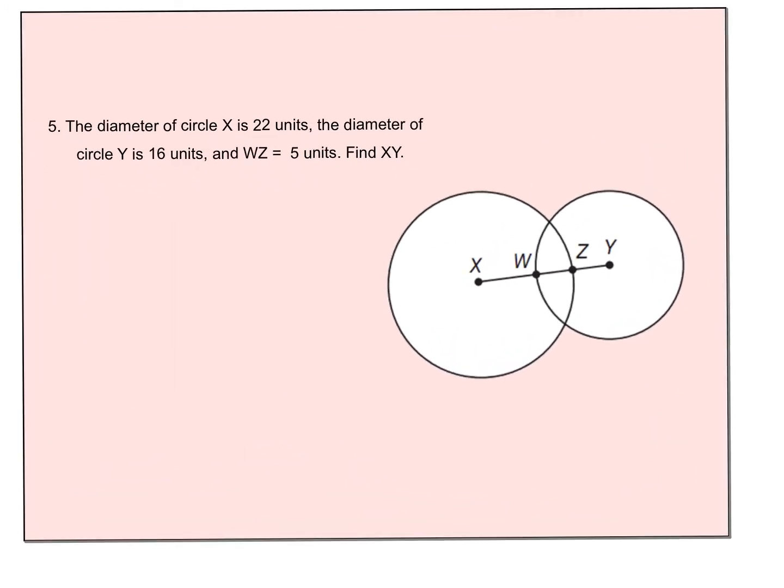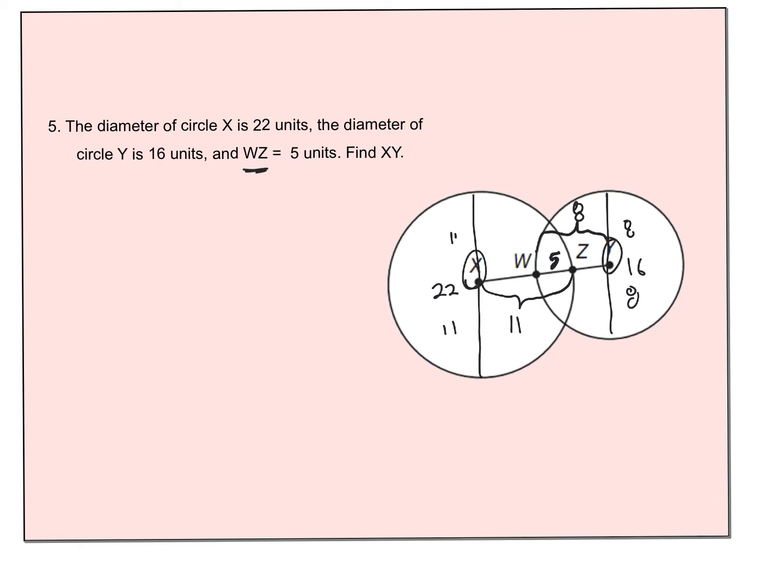Now if I look here, same kind of idea. Diameter of circle X is 22. So this whole length is 22. That makes that 11, and that makes that 11. This thing right here is also 11. Diameter of circle Y is 16. So that whole thing is 16. That makes that 8, and that makes that 8. WZ is 5 units. They want you to figure out X to Y.